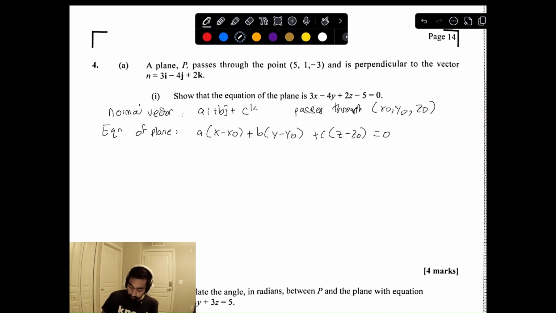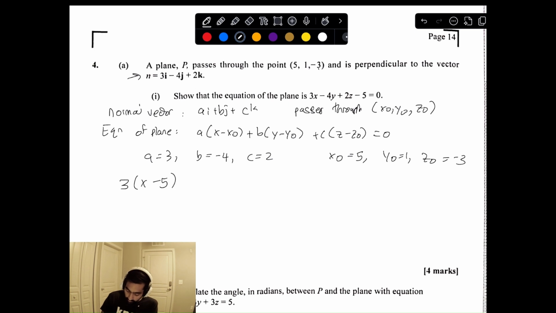So for our question here, a is equal to 3, b is equal to minus 4, and c is equal to 2. That's the normal vector. And then x0 is equal to 5, y0 is equal to 1, and z0 is equal to minus 3. That's the point it's passing through. So if I just put all these things into my equation, it becomes 3 times (x minus 5) minus 4 times (y minus 1) plus 2 times (z plus 3) equals 0.